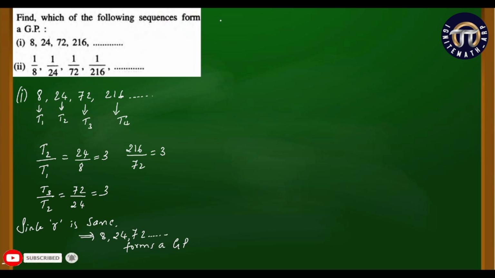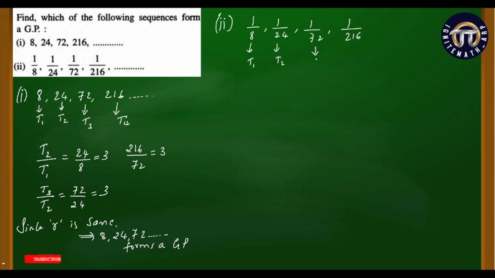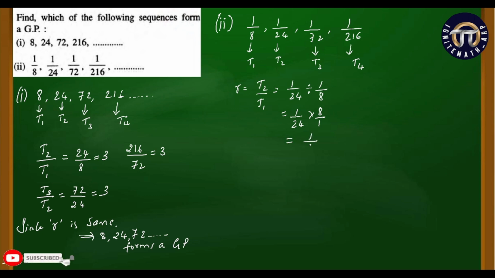Now let me take the second example. Look at the second sequence over here. 1 by 8, 1 by 24, 1 by 72, 1 by 216 is given to you. I need to check whether it forms a GP or not. So here again this is T1, this is T2, this is T3 and this is term number 4. Now I'll find out the common ratio R, that is T2 by T1, that is equal to 1 by 24 divided by 1 by 8. So that is going to be 1 by 24 into 8 by 1. So that is going to be 1 by 3.